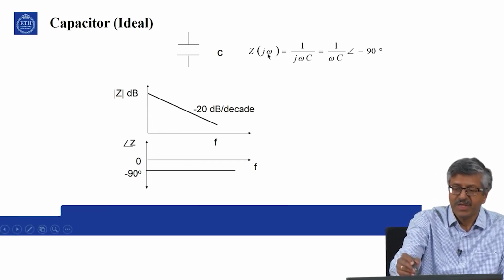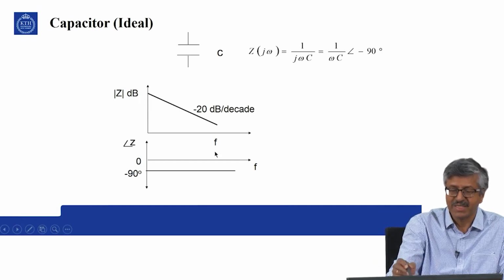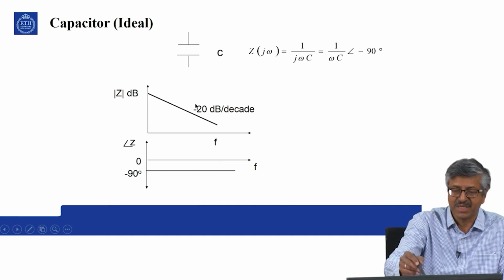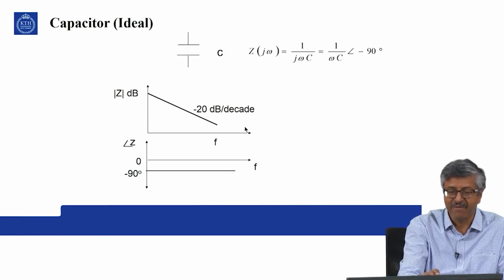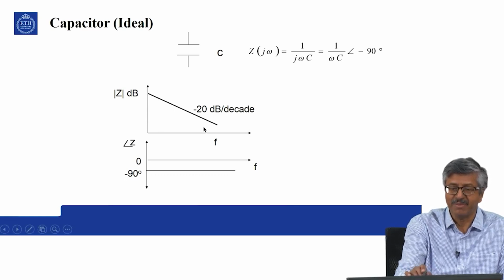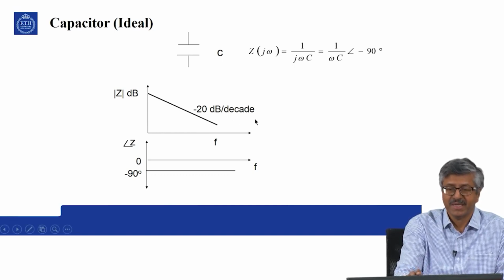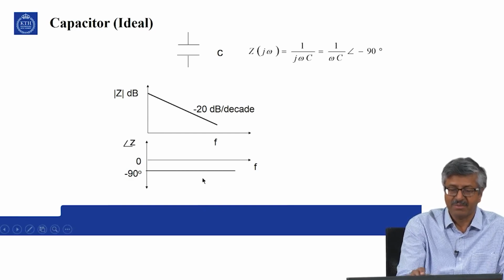So, if you convert it into dB, you can immediately see that as the frequency is increasing, the impedance of an ideal capacitor is decreasing by 20 dB per decade. It means that for every 10 times increase in frequency, the impedance is decreased from the previous level by 20 dB. That is the meaning of minus 20 dB per decade. So, this is an ideal capacitor and this is the angle minus 90 degree.